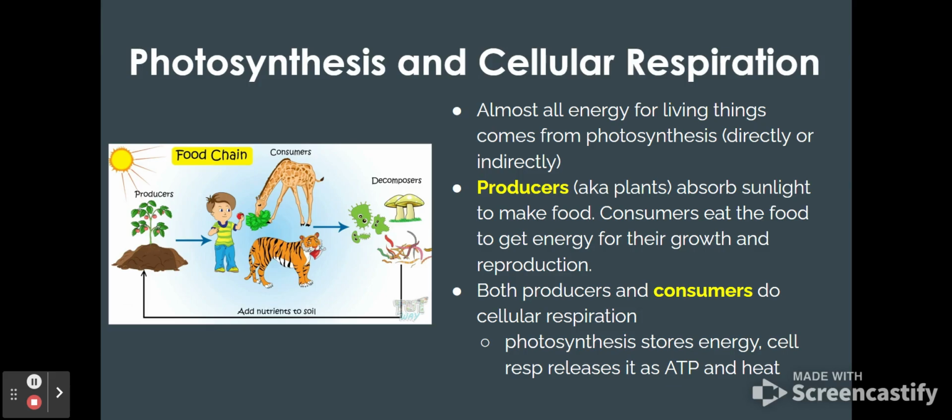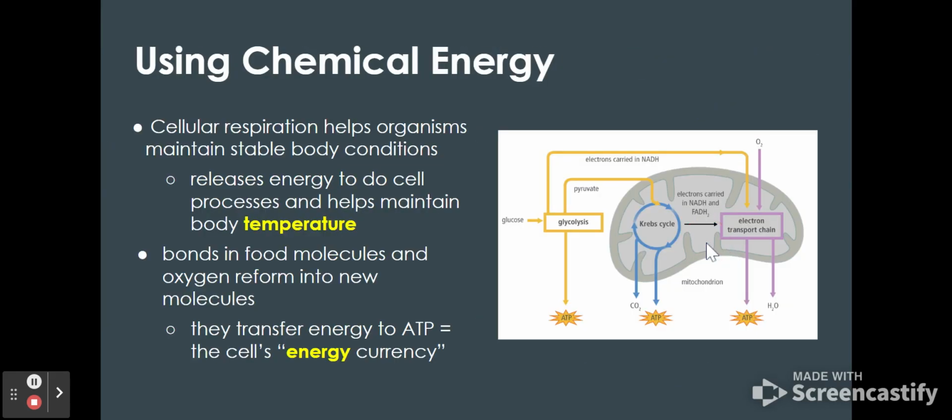Photosynthesis stores energy. Cell respiration releases it as ATP and heat. Cellular respiration helps organisms maintain stable body conditions. So this releases energy to do cell processes. It helps maintain body temperature.